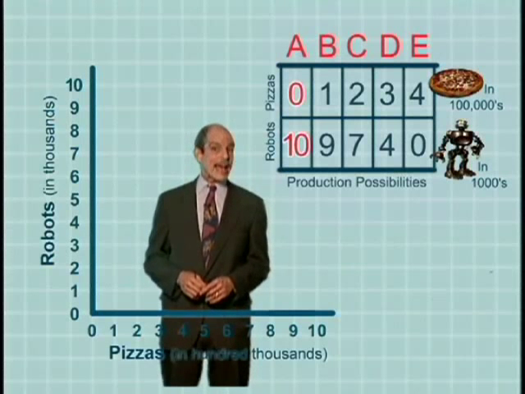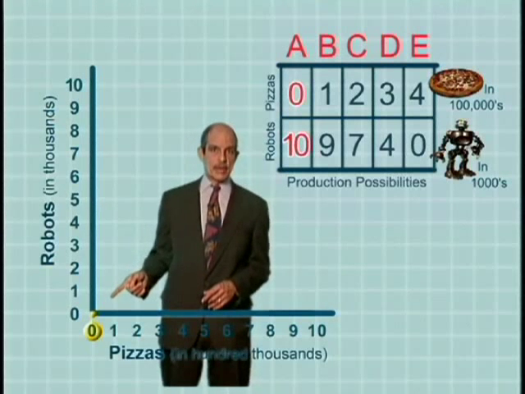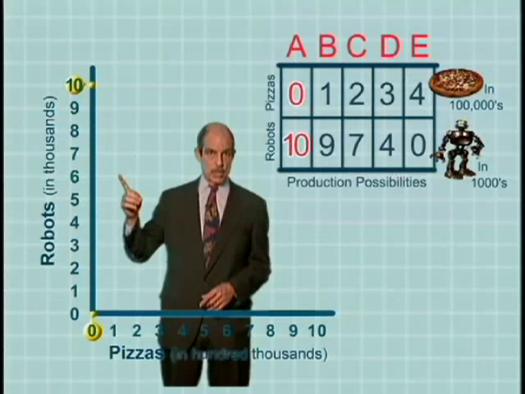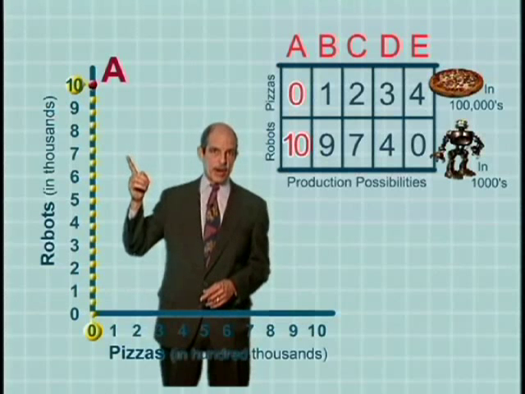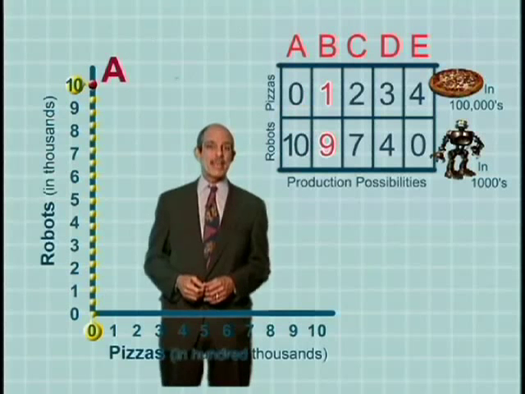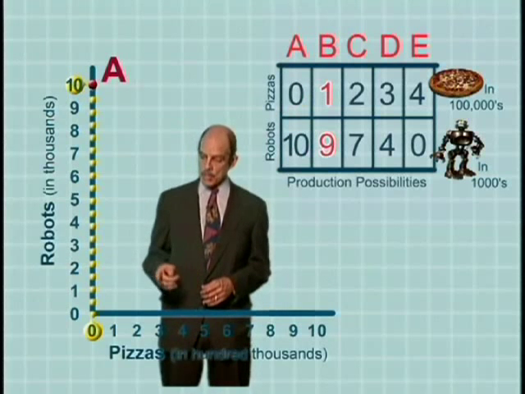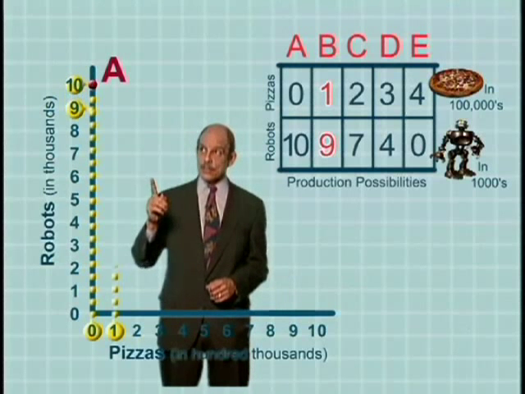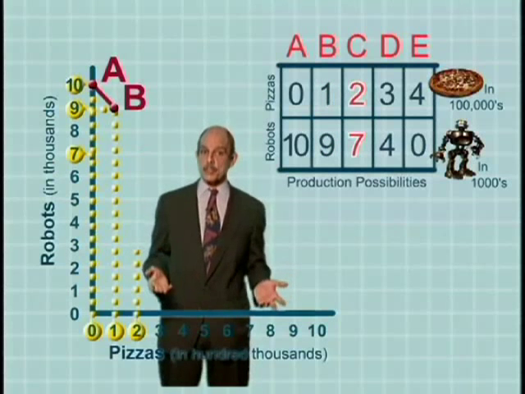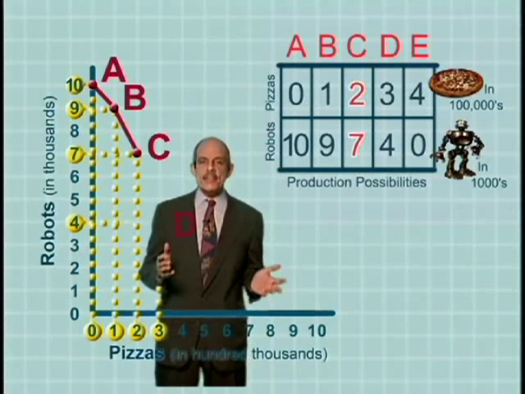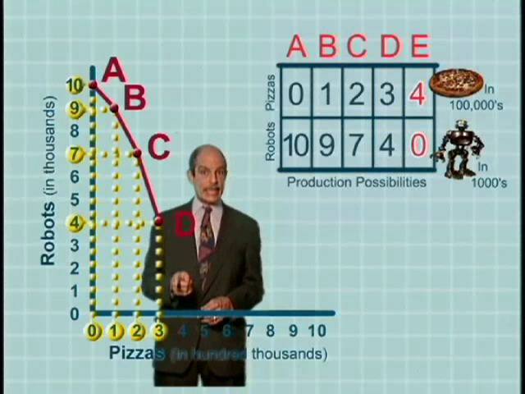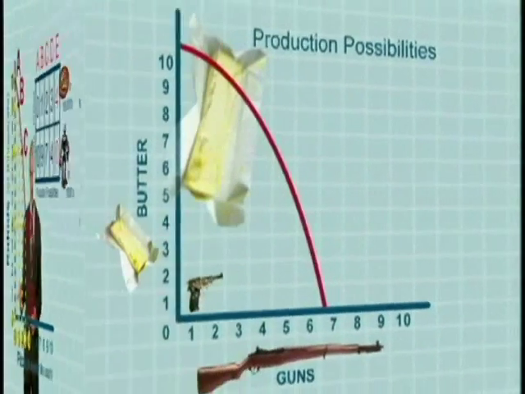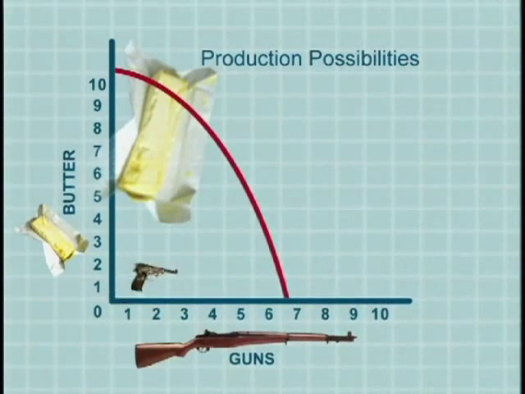So if you're willing to go without pizza entirely, that's 0 down here on the x-axis, but you can make a full 10,000 robots here on the y-axis. So production possibility A up there. Possibility B involves making at least some pizza, on the table 100,000 pies. But that means we only have the resources to make 9,000 robots as well. There's also possibility C, possibility D, and this frontier ends down at possibility E. 400,000 pizzas, no robots at all. The picture looks the same for any two products.